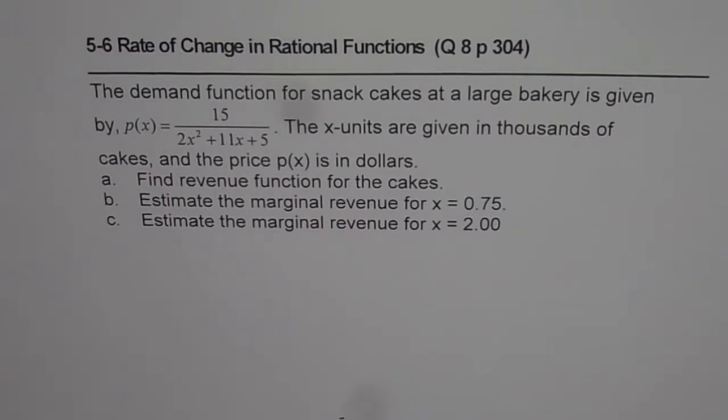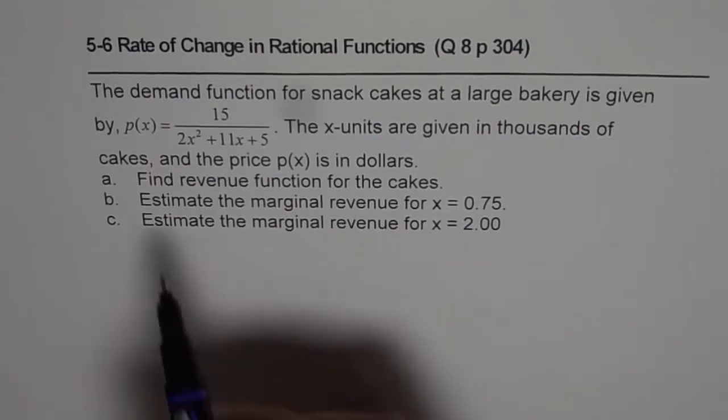The demand function for snack cakes at a large bakery is given by p of x equals 15 over 2x squared plus 11x plus 5. The x units are given in thousands of cakes and the price p of x is in dollars. Find the revenue function for the cakes. Estimate marginal revenue for x equals 0.75 and estimate marginal revenue for x equals 2.00.